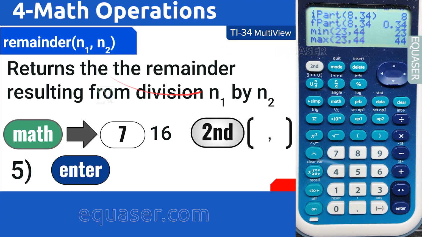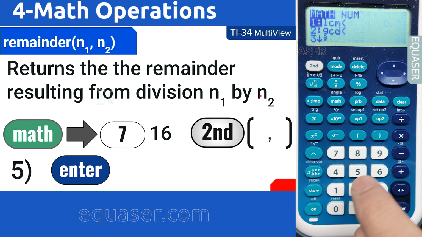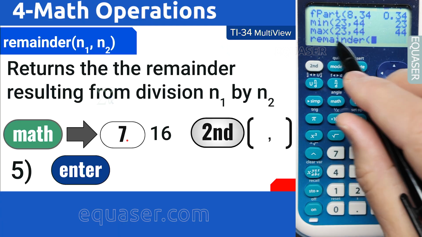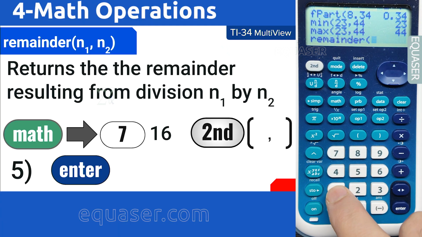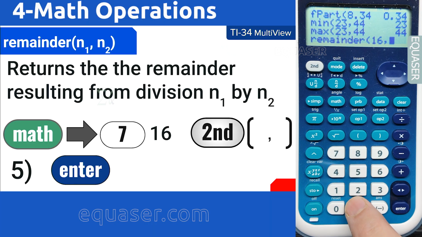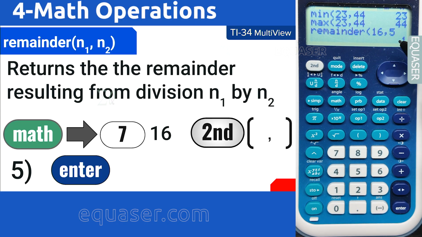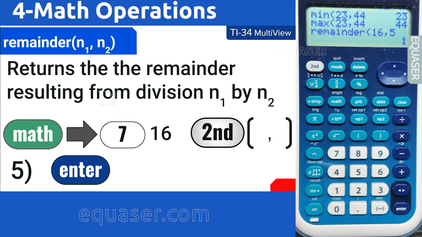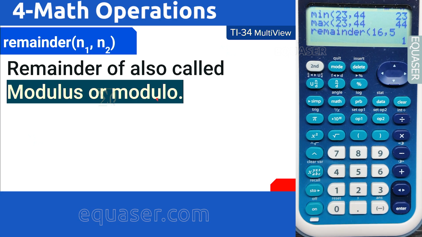Remainder is a feature that returns the remainder resulting from division of n1 by n2. Let's press math, number. This time it's 7, it's way below. Let's just press 7, remainder. So we type 16, shift, comma, and 5. If I press enter, it gives you 1. So 16 divided by 5 is 3. 3 times 5 is 15. 1 is remainder. So it does the calculation based on the whole number. And in many subjects, it's called modulus or modulo.